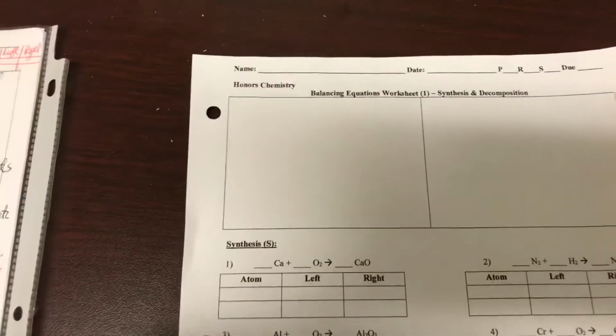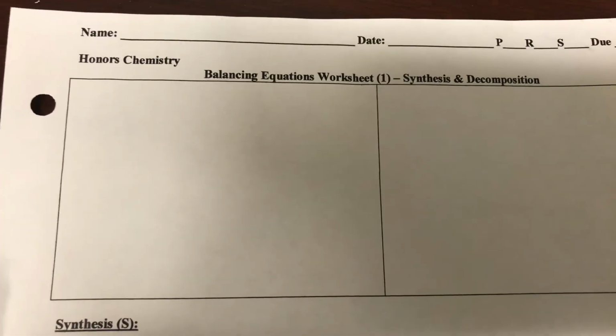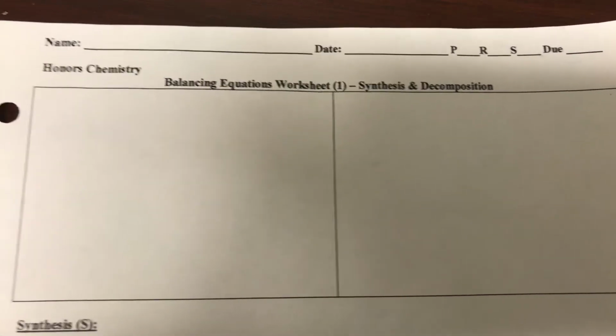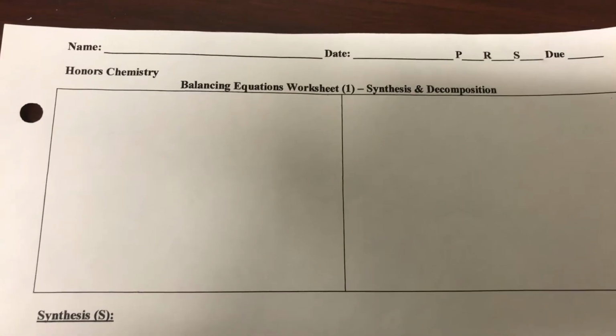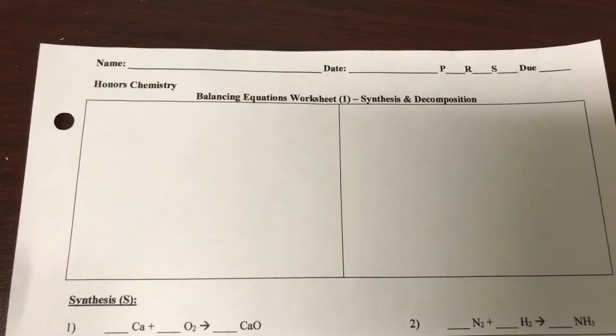In this worksheet, I'm going to talk about balancing equations worksheet 1, which is synthesis and decomposition. As you might know, synthesis and decomposition are basically the same thing, just opposite. So the way to balance equations for synthesis and decomposition is the same, because just like product and reactant, they flip. So it's the same way, okay?